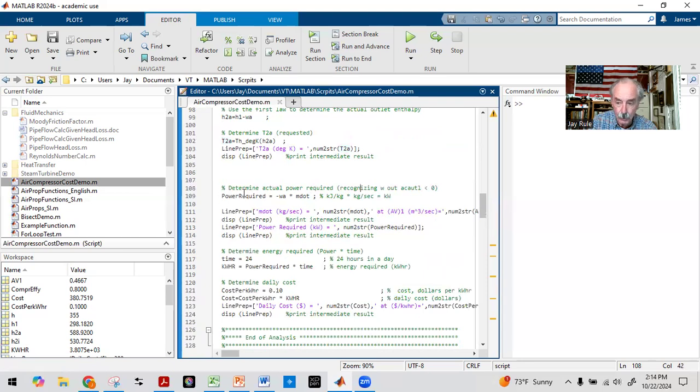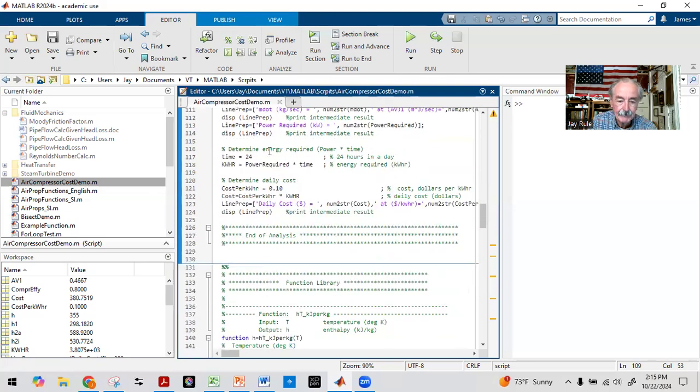And so the power required is going to be negative WA. That's to flip the sign of the actual work out. Flip the sign. Power required is minus WA times M dot. We have both of those. So let's check our units. WA, kilojoules per kilogram. M dot, kilograms per second. So our units are going to be kilojoules per second. That's kilowatts. And I've written that out in a comment just to be absolutely sure that I've got my units straight. Okay. So there's power required in kilowatts.